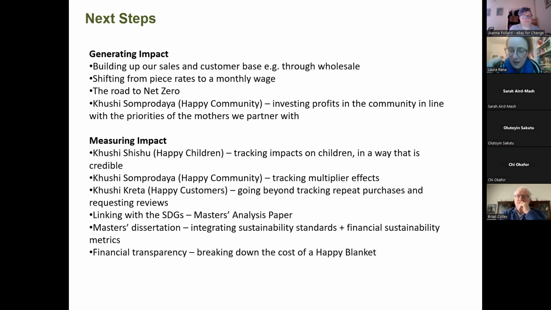Children are ultimately a stakeholder that we want to have a positive impact on, the children of the mothers that we're partnering with. But we're also trying to use an impact measurement approach that is proportionate and logical. At the moment, our production's only been going for about 18 months. One of the main things I want to do, we're still paying piece rates to the mothers. I'd really like to be able to shift to a monthly wage, so they've got a reliable income coming in every month, and other benefits associated with that.